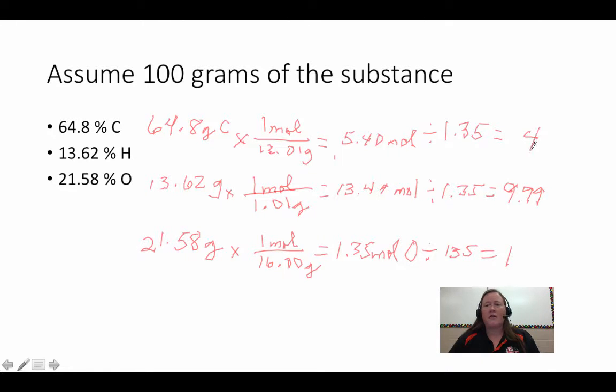4. So in this substance that is unknown, it has 64.8% carbon, 13.62% hydrogen, and 21.58% oxygen, has a chemical formula of C4. This is very close to 10, H10, and O.